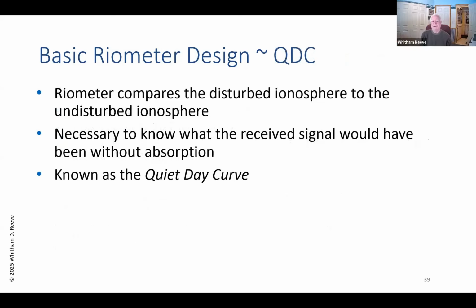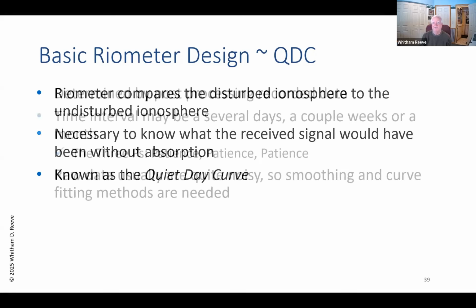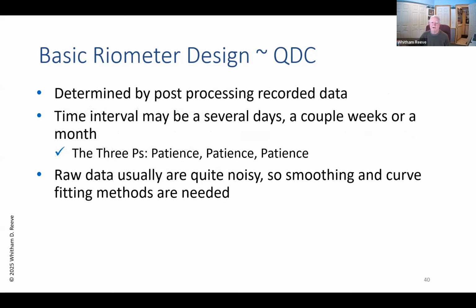So when we're talking about a riometer, there's two things that we need to know. First, we're going to compare the disturbed ionosphere to an undisturbed ionosphere. And that means that we need to know what the received signal would have been without absorption. And this brings us to the quiet day curve, or QDC. And that's kind of a fundamental part of a riometer, is the quiet day curve.